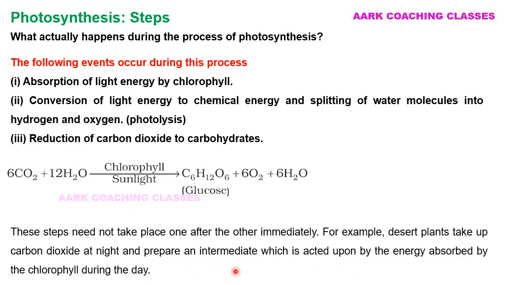They take up CO2 at night, and this CO2 is converted to an intermediate, and then this intermediate is utilized during the daytime when they will absorb light energy. They will convert this intermediate into the food or carbohydrates, right? Okay. Why is it so? Can you think?